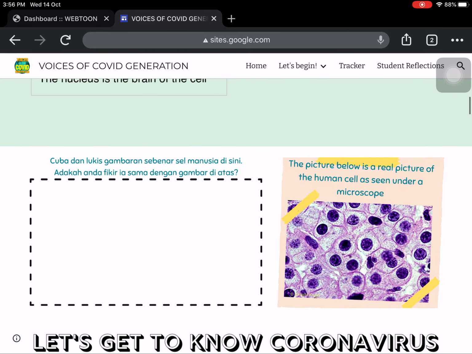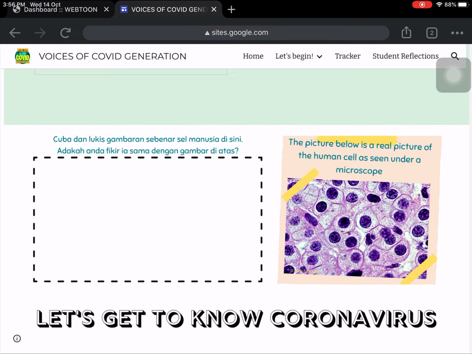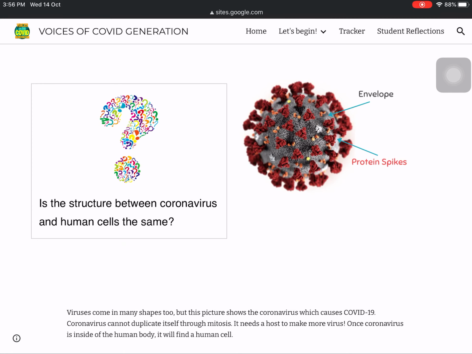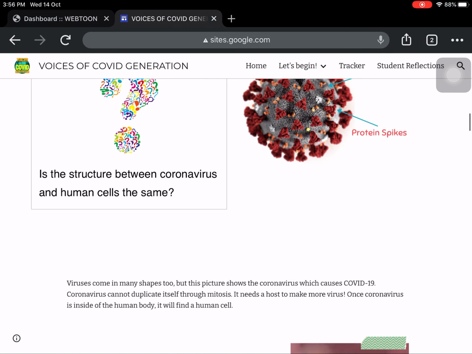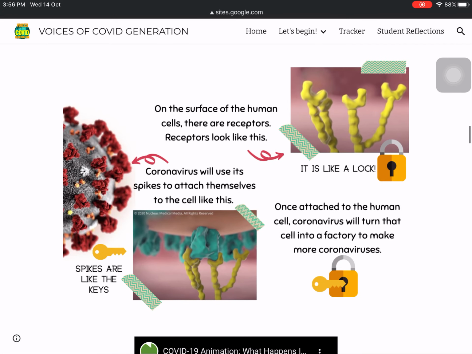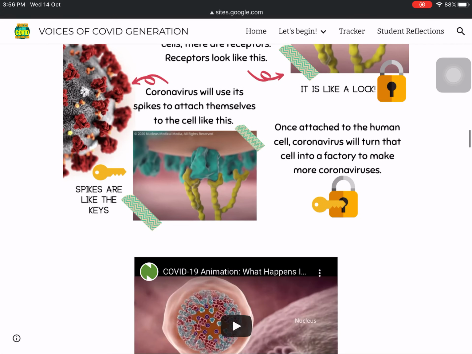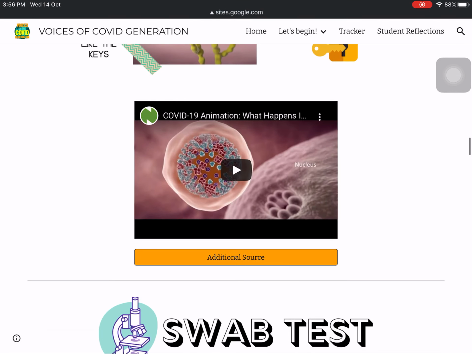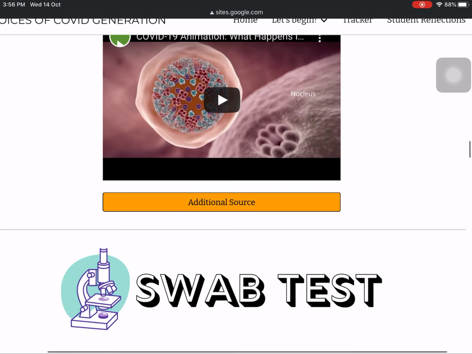Okay, so cuba lukiskan gambaran. There's a mixture of BM and English over here. It's okay, you girls can definitely understand both languages. Alright, so read through the facts of COVID-19. They introduce about virus. There's a short video over here about COVID-19, what happens. Okay, additional source, if you click here, they'll bring you straight to the video.